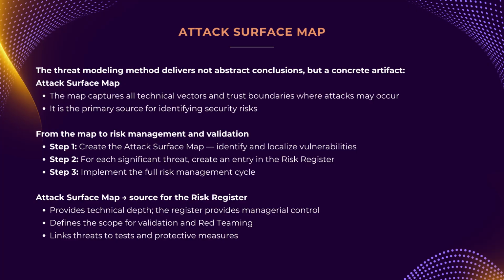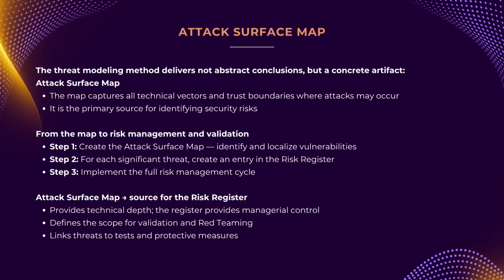And in the risk register we run the full management cycle we studied: assess, establish controls, and verify residual risk. Thus, the attack surface map is one of the key data sources for populating the risk register with security threats. The map provides technical depth, the register provides managerial control and a holistic picture. Finally, the attack surface map serves another critical function: it defines the scope for subsequent validation.